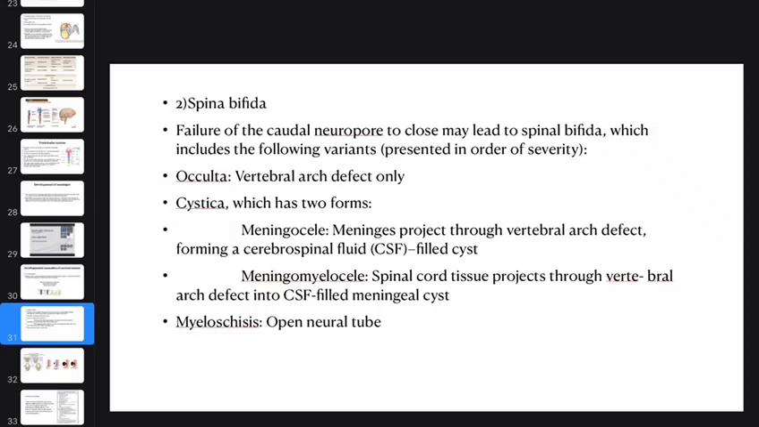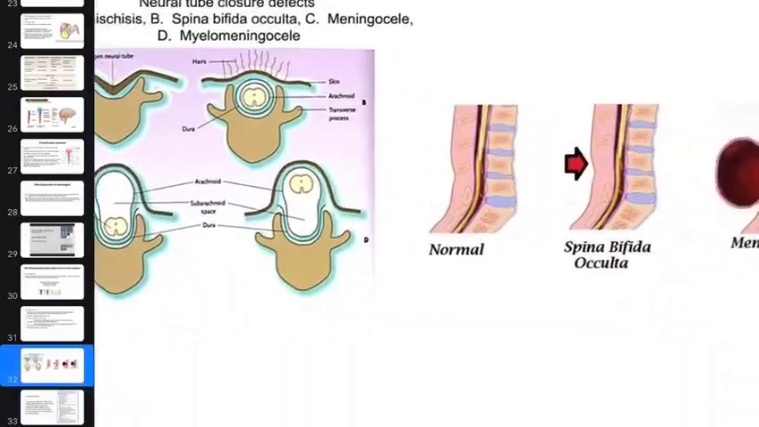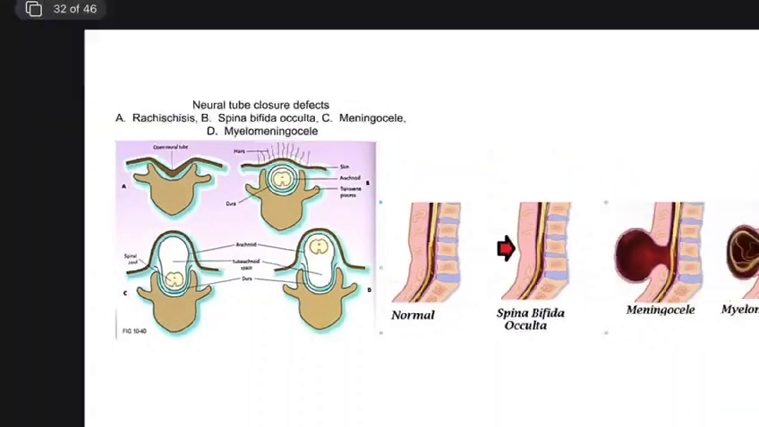In meningocele, meninges project through the vertebral arch defect, forming a cerebrospinal fluid filled cyst. And in meningomyelocele, spinal cord tissue projects through the vertebral arch defect into the CSF filled meninges. That is, in meningocele only meninges, and in meningomyelocele meninges along with the spinal cord. And in myeloschisis, there is an open neural tube defect. These are the different types of neural tube defects.